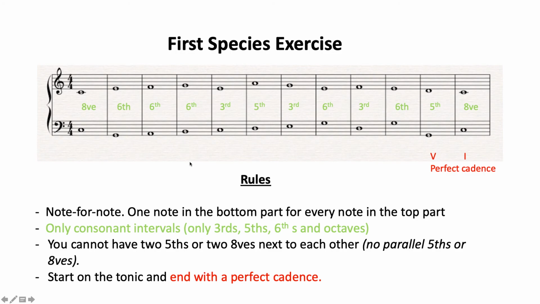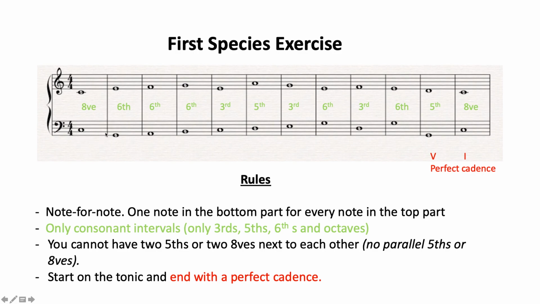Okay, so here is an example response to that first species exercise that I've given. As you can see, my response is note for note. We've just got one semibreve at the bottom for every note at the top. And I've only made use of consonant intervals. So it's an octave, a sixth, a sixth, a sixth, a third, a fifth, a third, sixth, third, sixth, fifth, and octave. I've started on the tonic.